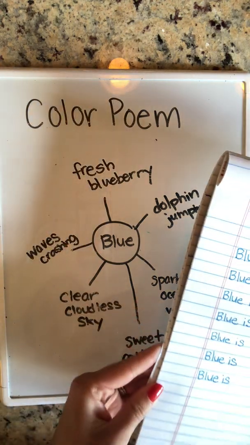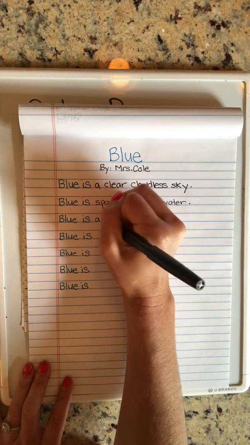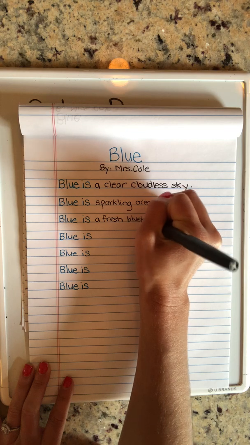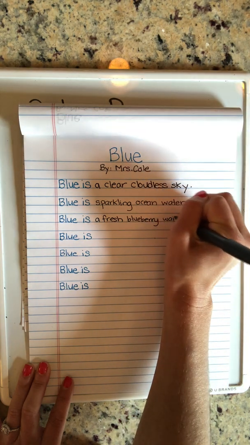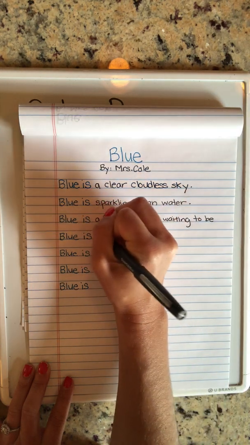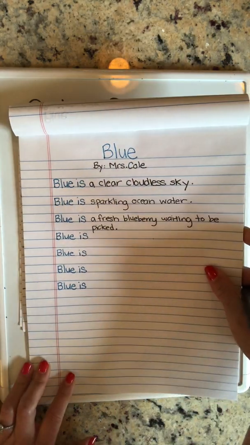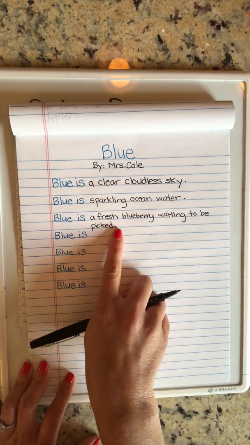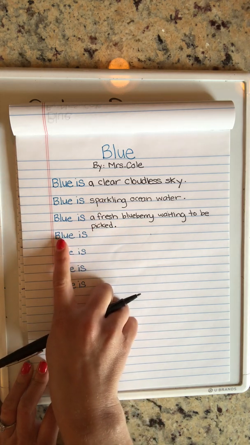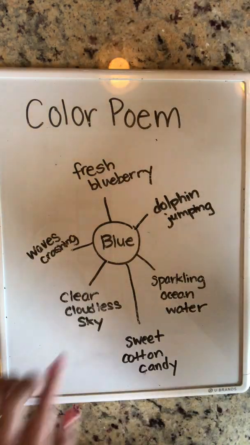I'm going to go up here to the top of my web and I'm going to use the idea that blue is a fresh blueberry. And I'm going to add here waiting to be picked, because it's always a good idea to try and stretch out your ideas from your web even further. Notice how, boys and girls, I do not continue writing after each line. I skip down to the next line and always begin with blue is. Let's see what other ideas I have in my web.